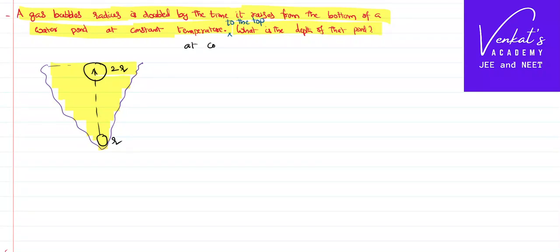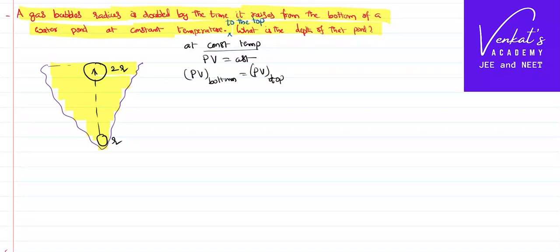This all happened at a constant temperature. What is inside that gas bubble is gas. Therefore, this is about gas law at constant temperature. As per Boyle's law, pressure into volume is constant. So pressure into volume at the bottom is equal to pressure into volume of that gas bubble at the top.